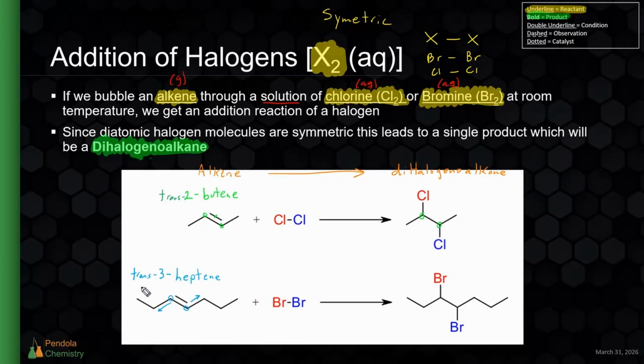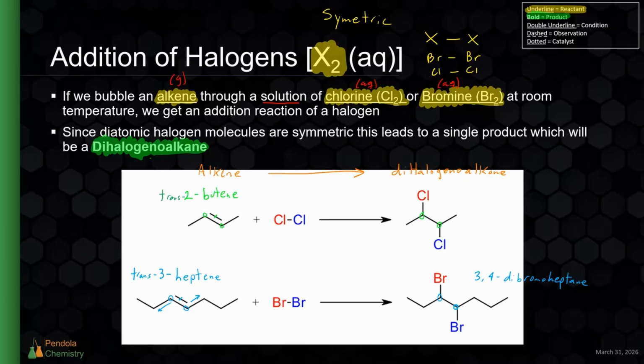So if we have the trans 3-heptene here, when we add bromine to the double bond, again, we break that carbon-carbon pi bond, and we're going to add bromine to both the carbons. So we'll get a dibromo. So this will be 3,4-dibromoheptane, because we're adding bromines to both the 3rd and the 4th carbon.